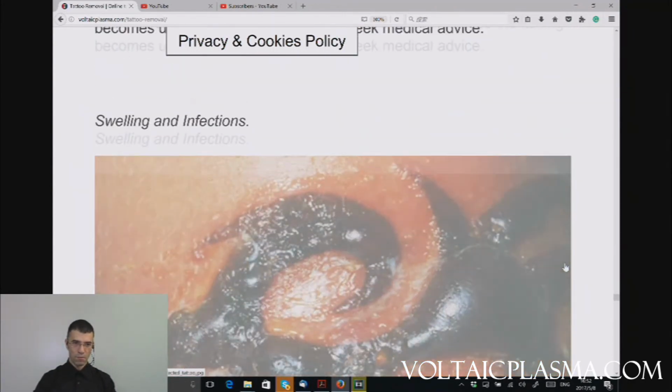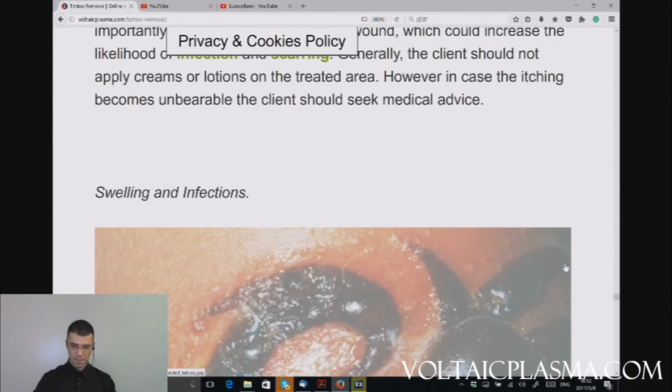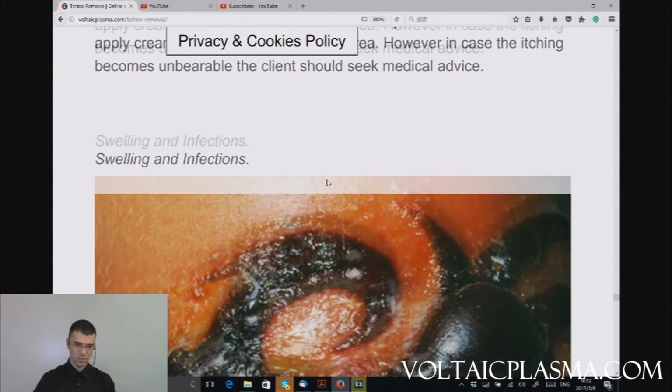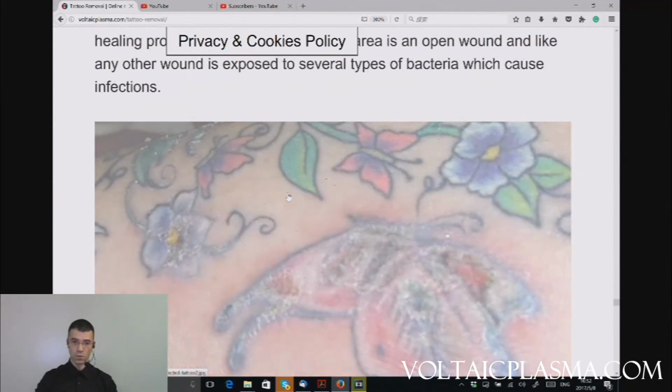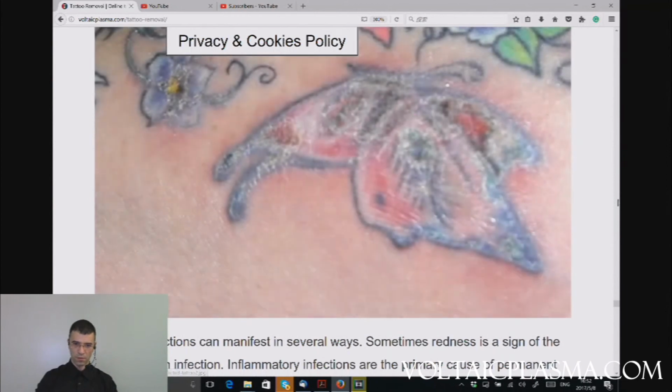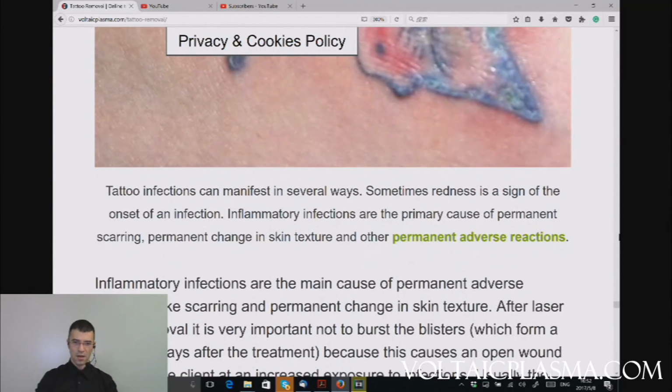There can be a number of reactions like swelling and infections, and they're not normally due to the treatment itself, especially swelling due to an infection. Infections can happen, they normally happen due to poor aftercare of the tattoo, also with laser tattoo removal. And there's another side effect of redness, and I think it was an infection, an early onset of infection.